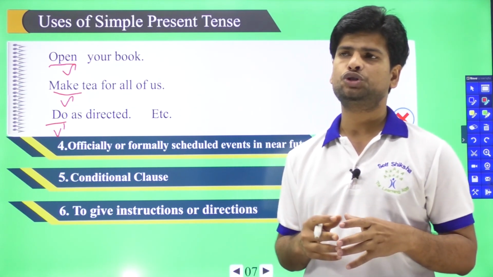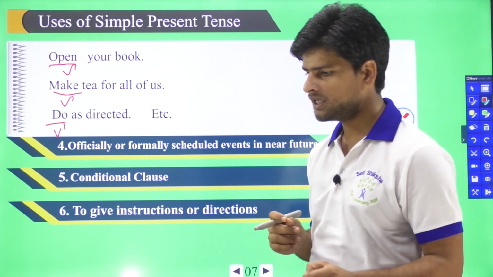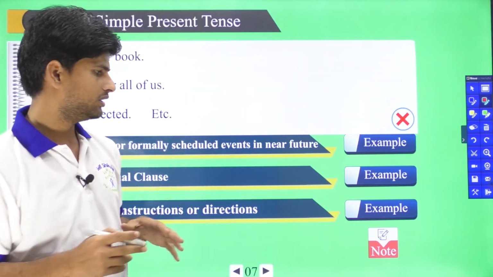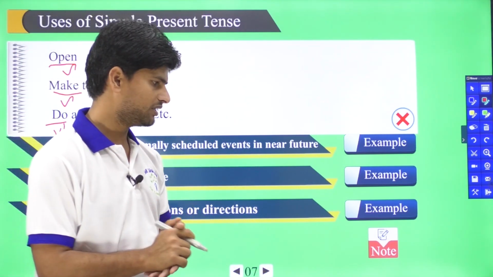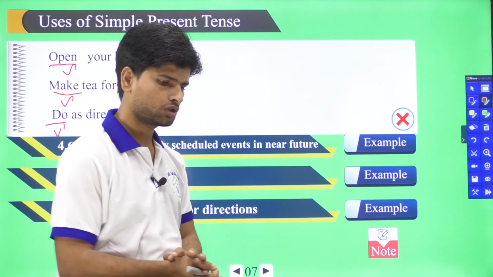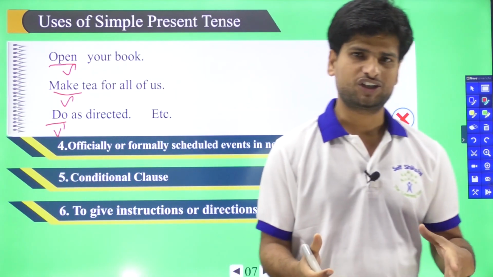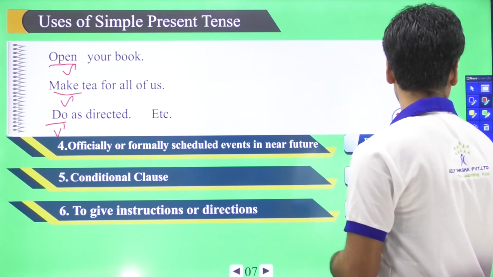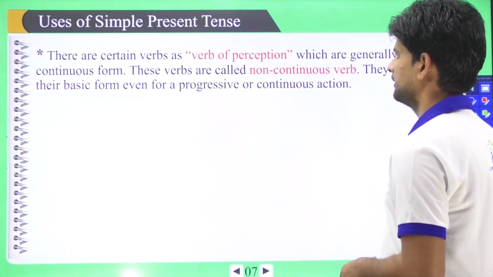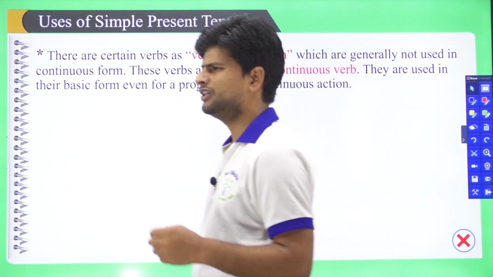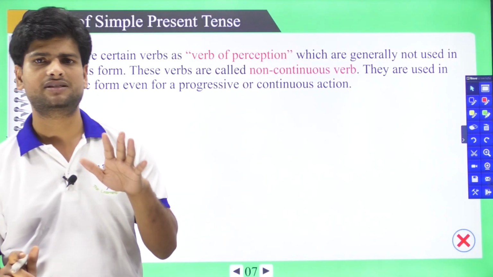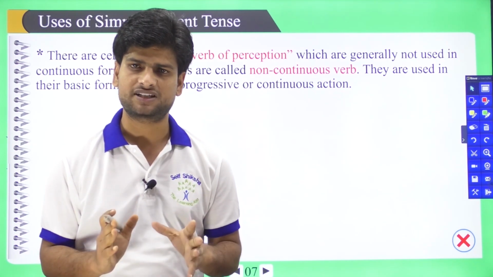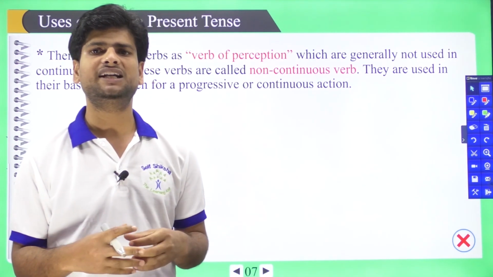Now I am going to talk about a very important thing which I have provided here in the note. Let us see what it is. Actually, it's about the verb of perception. Let us see. So you must have acquaintance with certain verbs that are supposed to be the verbs of perception or non-continuous verbs.